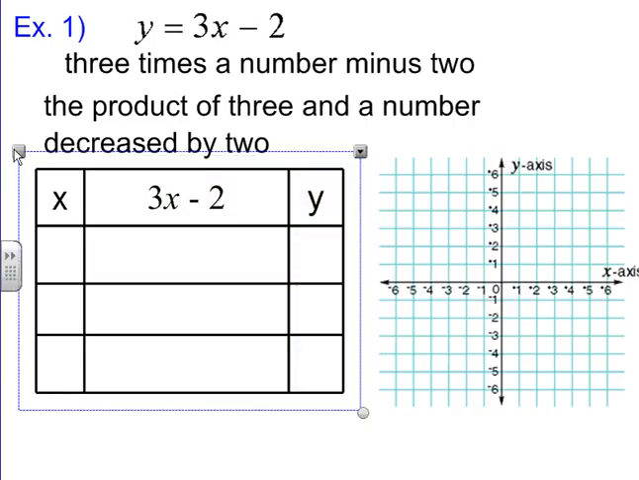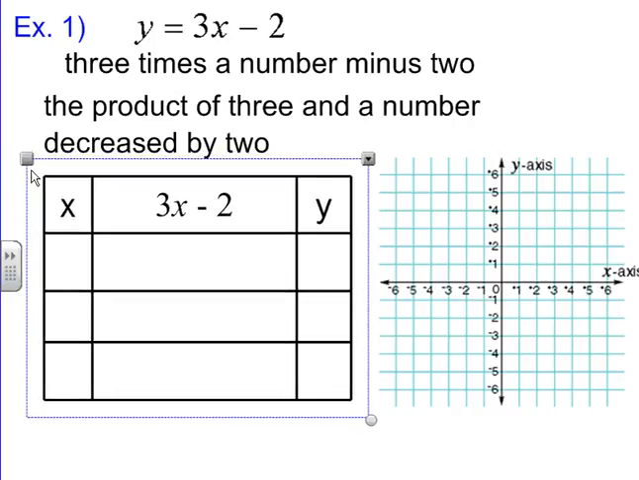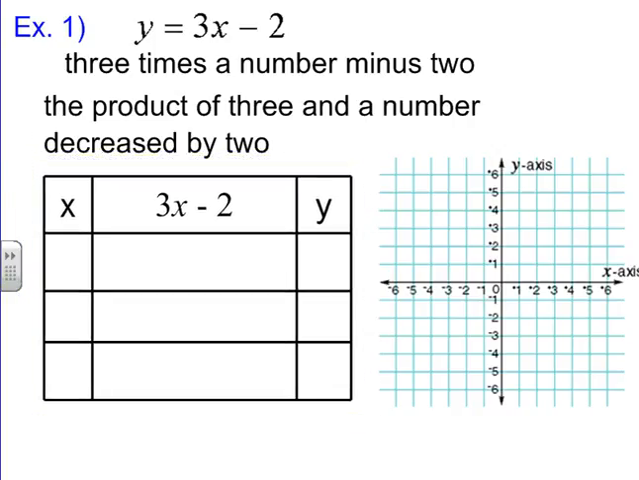So now let's take the table. Here on the table, I have it set up so that we can choose any 3 numbers we want. Now, we know the 3 easiest numbers are 0, 1, and 2, so those are the numbers we're going to use. Let's put a 0 into this. So we'll have 3 times 0 minus 2. Well, 3 times 0 is equal to 0, and 0 minus 2 is -2.